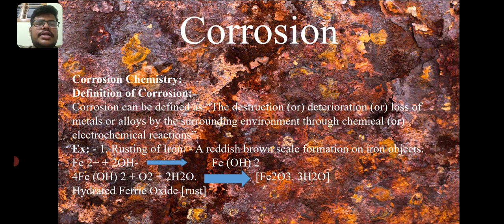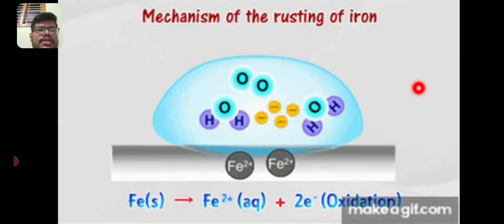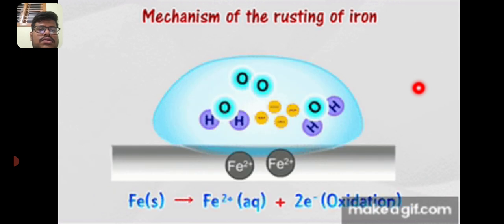Fe2+ + OH- give rise to Fe(OH)2. Fe(OH)2 + O2 + 2H2O give rise to Fe2O3·3H2O, hydrated ferric oxide. Mechanism of rusting of iron: Fe gives rise to Fe2+ plus 2 electrons, oxidation.